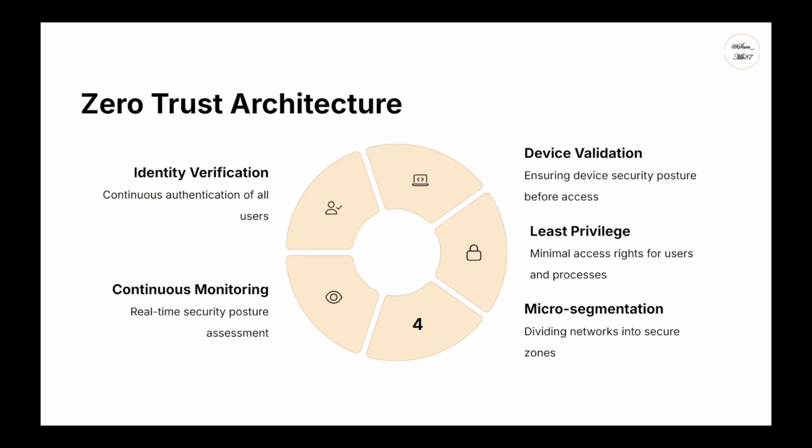And finally, microsegmentation, which helps contain threats by dividing the network into smaller isolated zones. This means even if one area is breached, the attacker cannot easily move laterally through the network. So these are like the five main domains within the Zero Trust architecture.